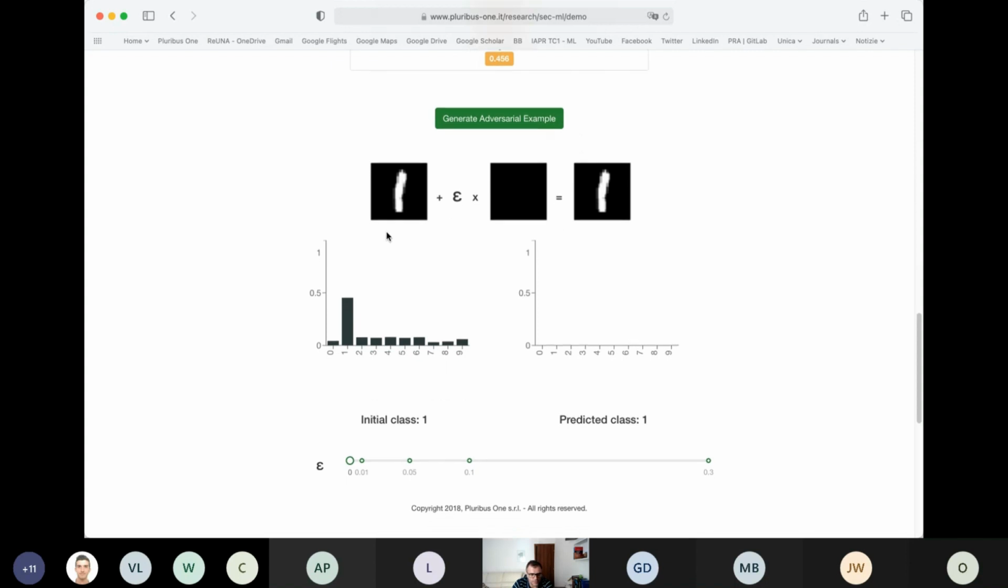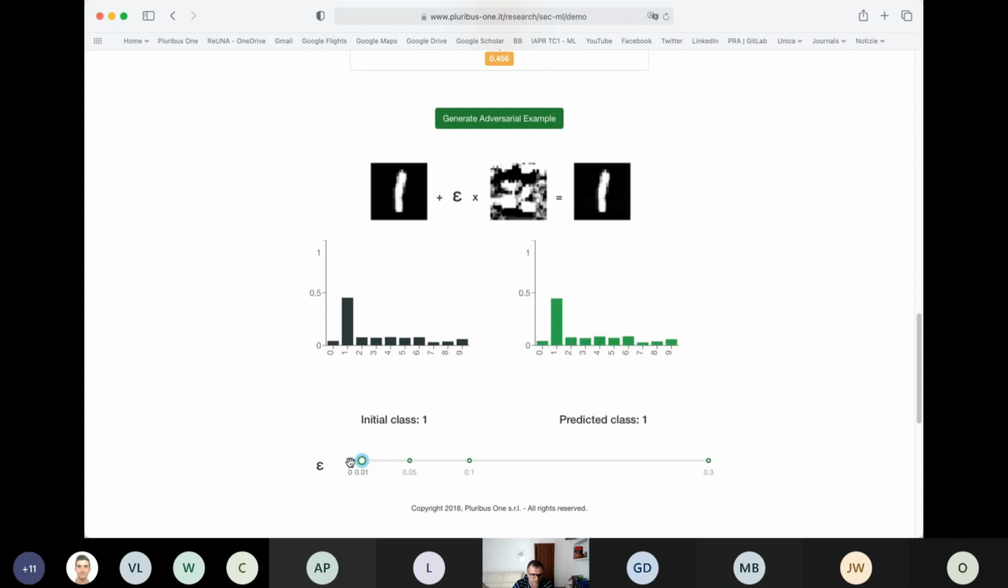So here you have a 1, which is correctly predicted as 1. When the perturbation is 0, this is still predicted correctly as class 1. And what you see here is 1 plus epsilon, which you can control here, times the perturbation. Now the perturbation is 0 because you have 0 budget for it, right?